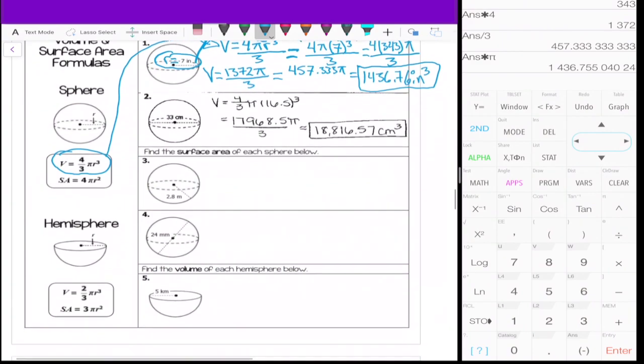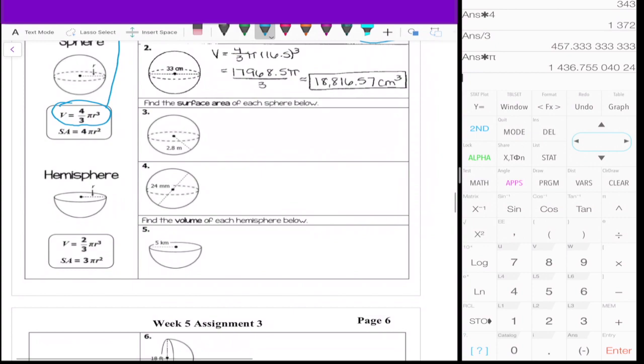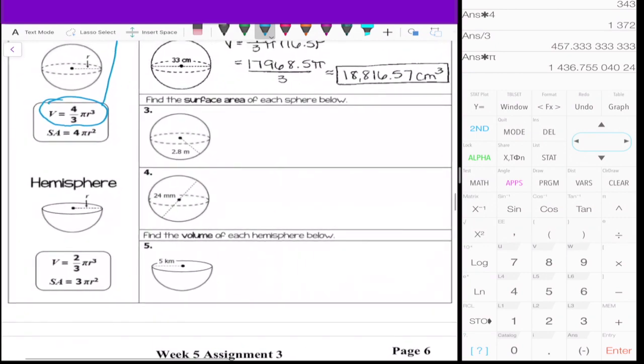Number 3 is going to be surface area. So here we're going to have a surface area of a sphere. So we're still working with a sphere. Now, let's see.